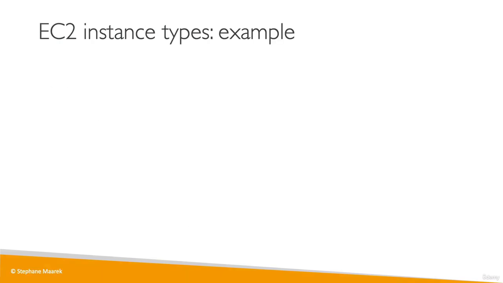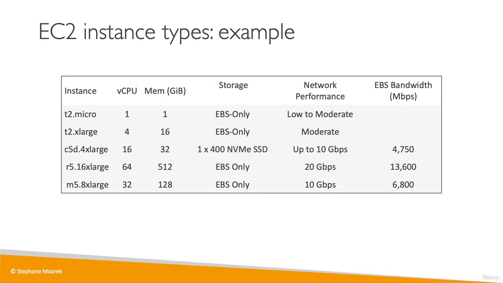What type of instances do we get for EC2? And this is an example. I have hundreds and hundreds of EC2 instance types, but here are 5 for you. So the first one is a T2 Micro. Very, very simple. It has 1 vCPU, 1 gigabyte of memory. The storage is only for EBS and has a low to moderate network performance. But as soon as you increase the instance type, for example, if we stay in the T2 family, but we go to T2 2xlarge, now we have access to 4 vCPU, 16 gigabytes of RAM, and network performance of moderate.